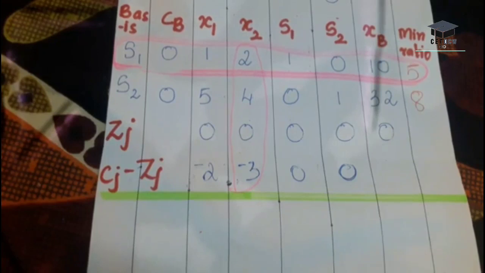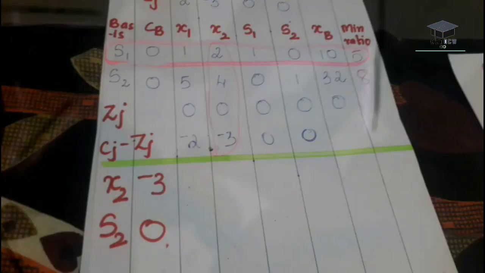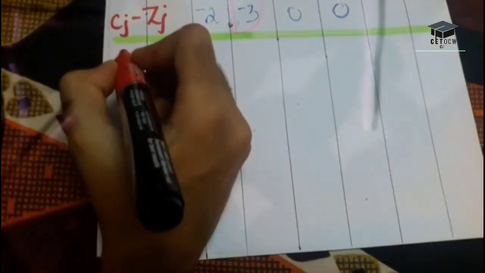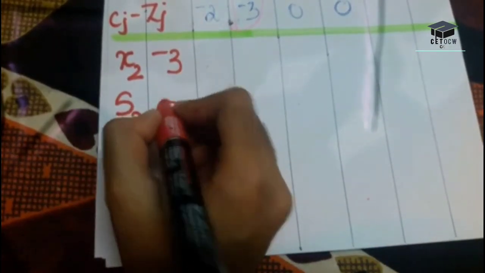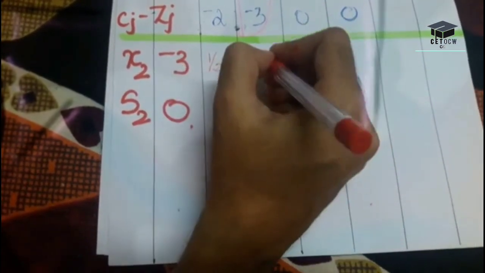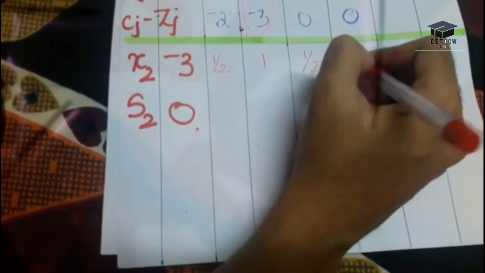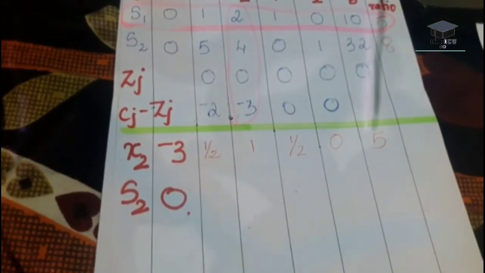Now what will we do? We will add a new basis column with x2 in the first basis and then s2 again. So x2, what's the value? Minus 3, and s2 is 0. Then we'll find out each value for x2. It's the same process as earlier. Old value divided by key element, which gives 1 by 2, 1, 1 by 2, 0 and 5.